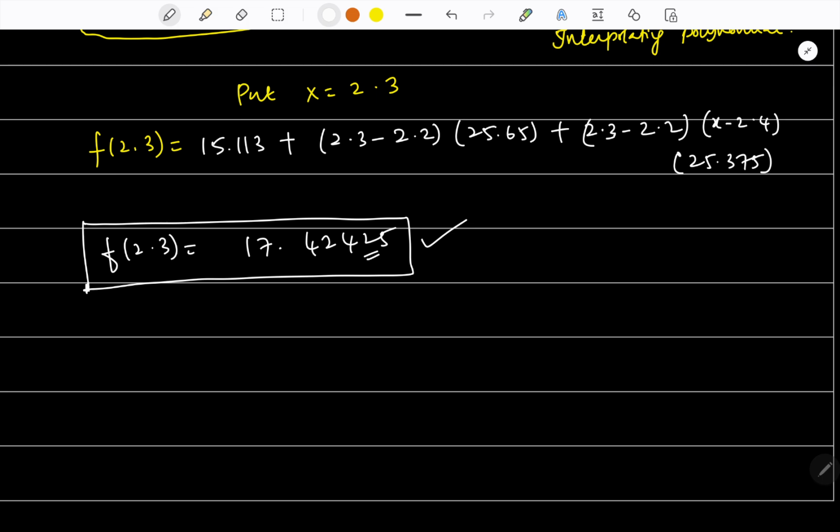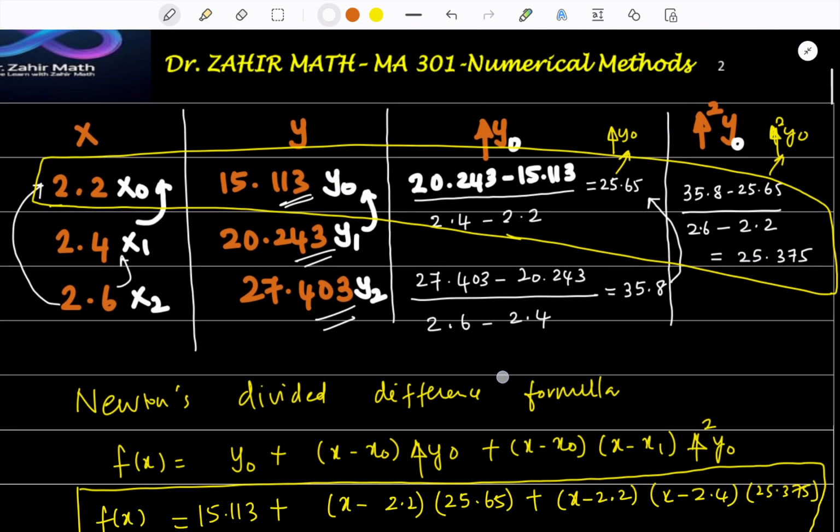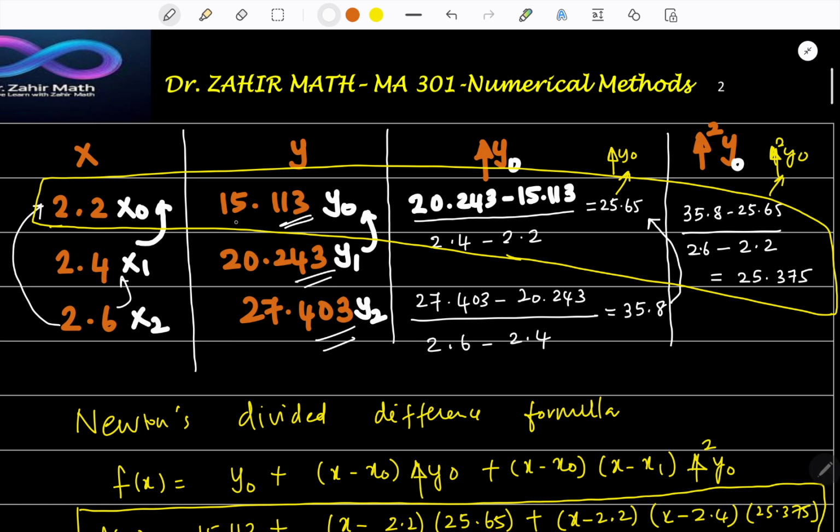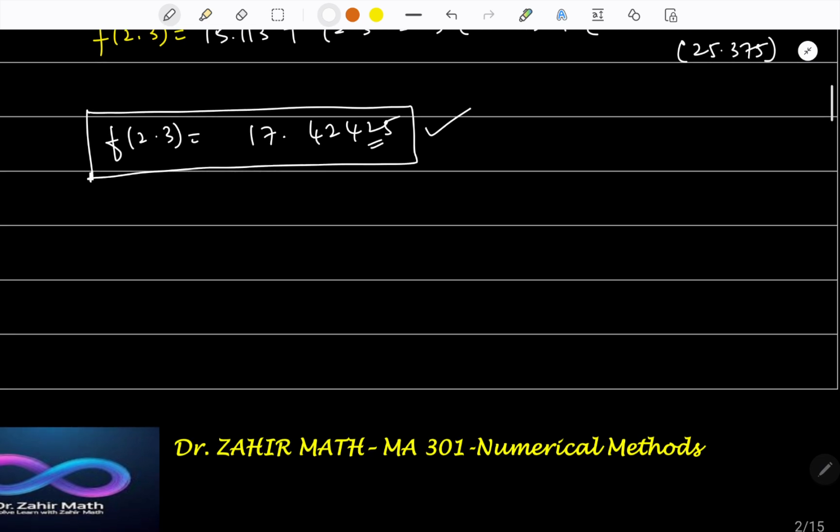Clear, all of you? One thing, after finishing the problem, try to check your answers. Teacher, how can I check? Just a manual check. Look here. 2.2 is 15 point something, and 2.4 is 20 point something. Now we are calculating 2.3, so the answer should be in between 15 and 20. So this finishes this question.